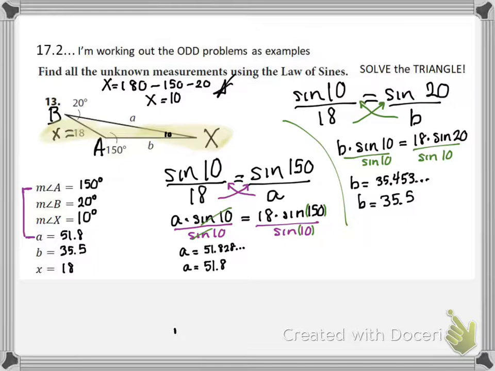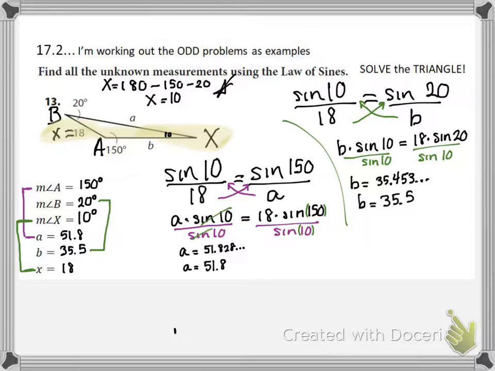We also know the smallest angle should be opposite from the smallest side. My smallest angle is 10, my smallest side is 18. Smallest side across from smallest angle. And of course, ultimately you can see that middle size angle, middle size side.